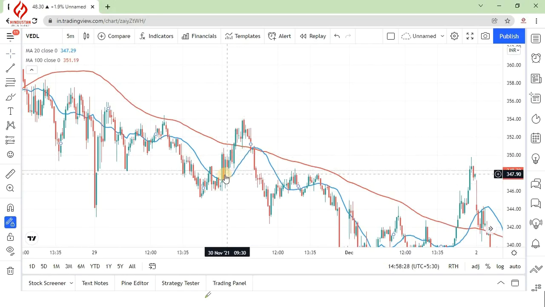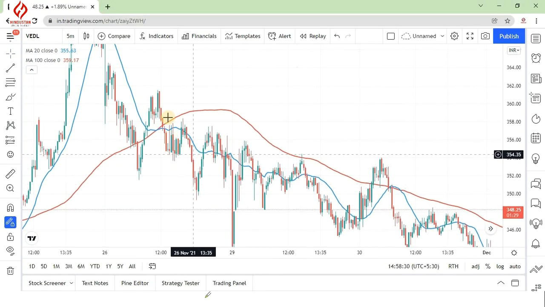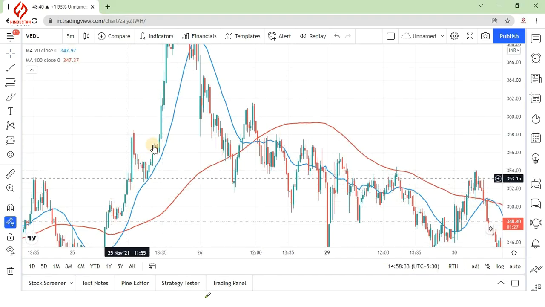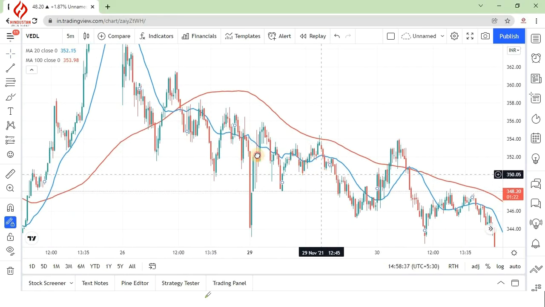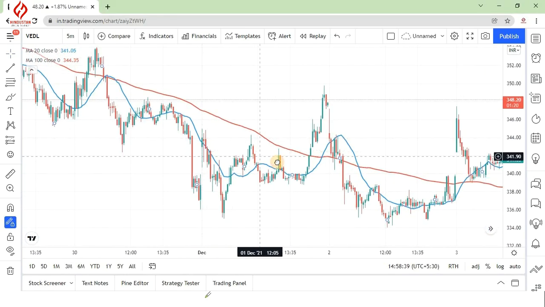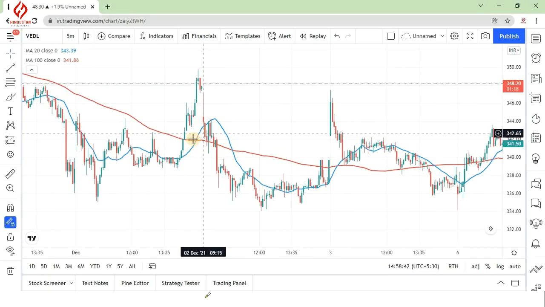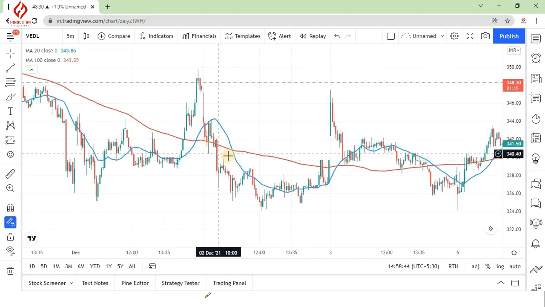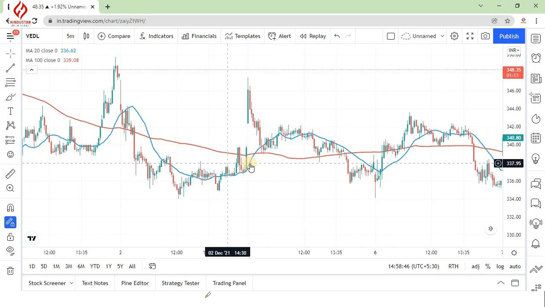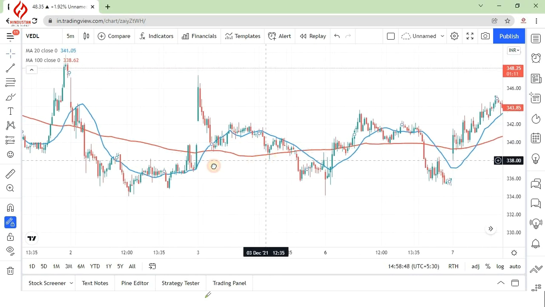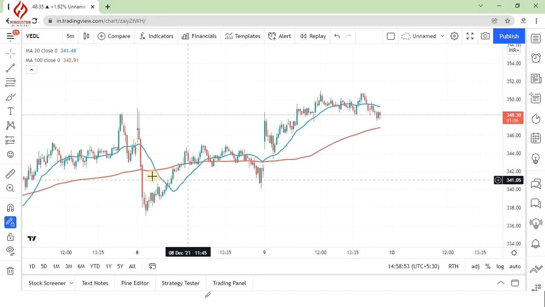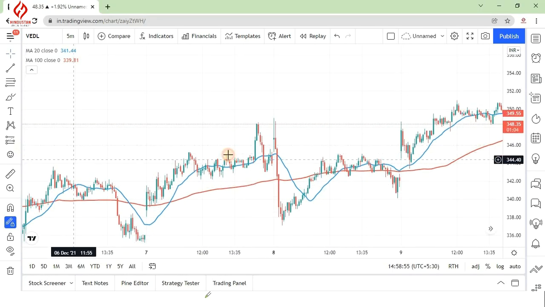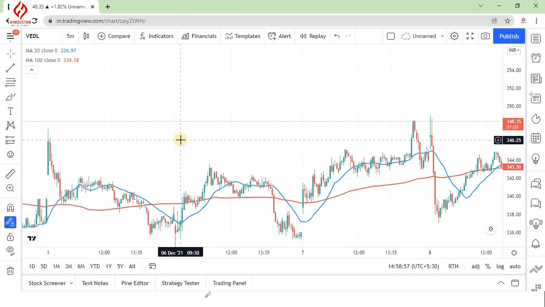Again, when price is above the moving average it is an uptrend, and when price is below the moving average it is a downtrend. Like that you can also assess. Whenever a crossover and a cross below has happened, that will give you a buy or sell signal. That is how you can use moving average, right? So this is all about moving average.